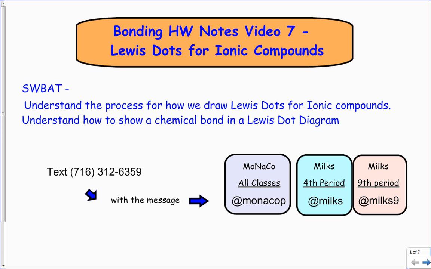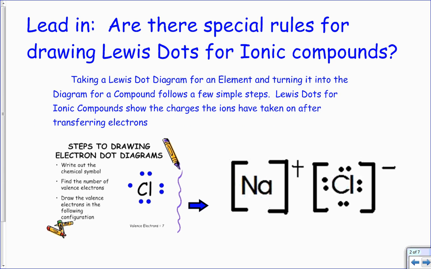Here we go. Video 7, Lewis dots for specifically ionic compounds. Ionics are a metal and a non-metal. And I'm going to use our rules for drawing Lewis dots and manipulate those rules just a little bit so I know it's exactly an ionic compound that I'm drawing. So, are there special rules for drawing ionic compounds?